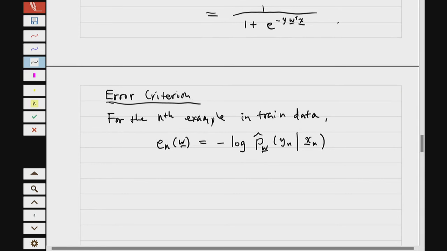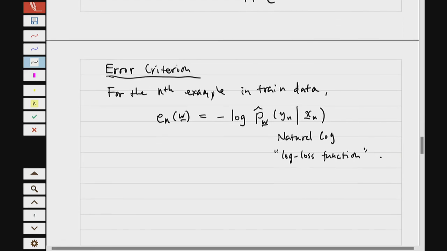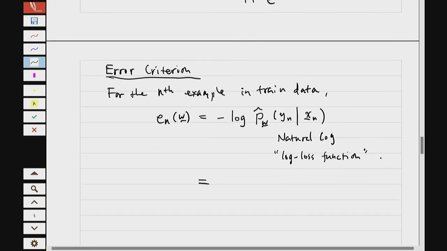This log here is a natural log, first of all. Also, another thing to note is that this is sometimes called a log loss function. We take the log of a probability. Fortunately, probability is always from 0 to 1. So you can always say log, unless it's 0, then it's minus infinity. But at least it is well defined everywhere.